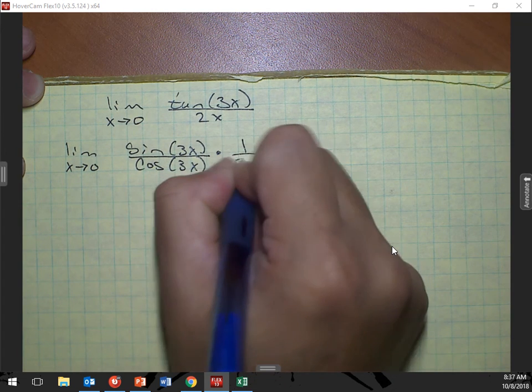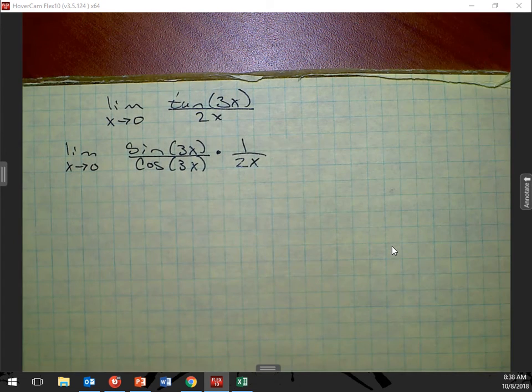times 1 over 2x. Can someone go check to see if that was the door? Someone's beating on the door. Okay, thank you.